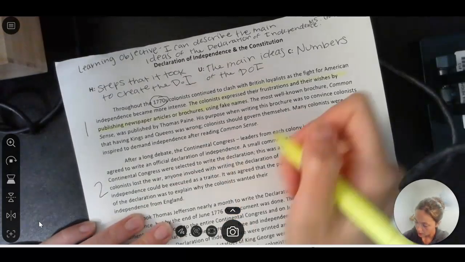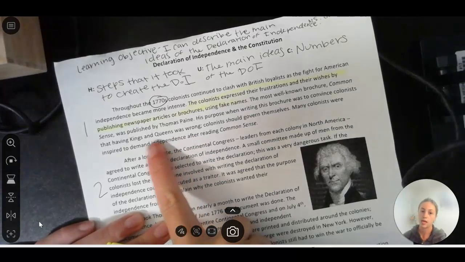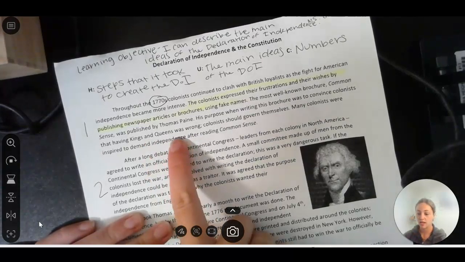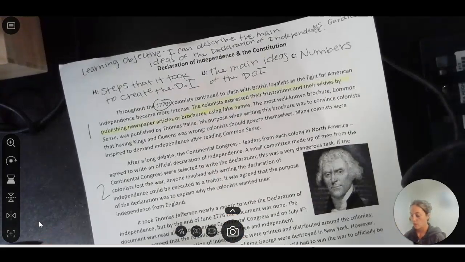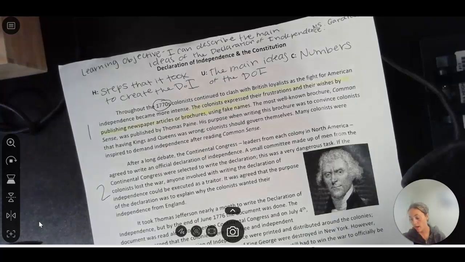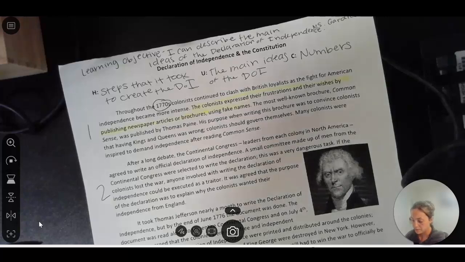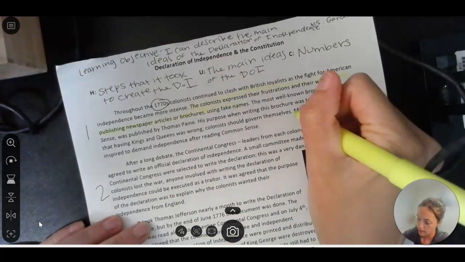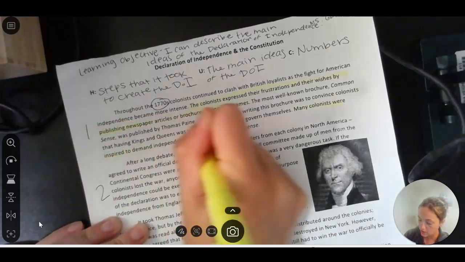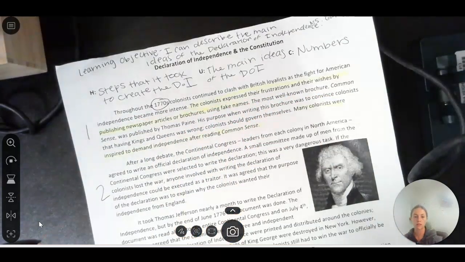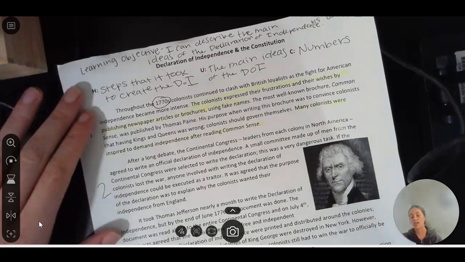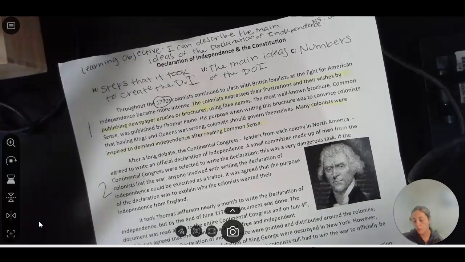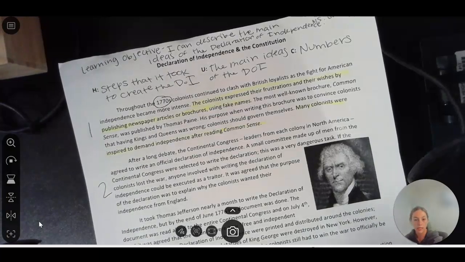Let's see. We also know that Thomas Paine was upset about having kings and queens, and they thought that the colonists should govern themselves. That's just important to note, because we don't have kings and queens in the United States today, do we? We'll just also highlight the one at the bottom. Many colonists were inspired to demand independence after reading Common Sense. So the reason I highlighted those was because they are things that Americans were doing before the Declaration of Independence, kind of inspired the Declaration of Independence.